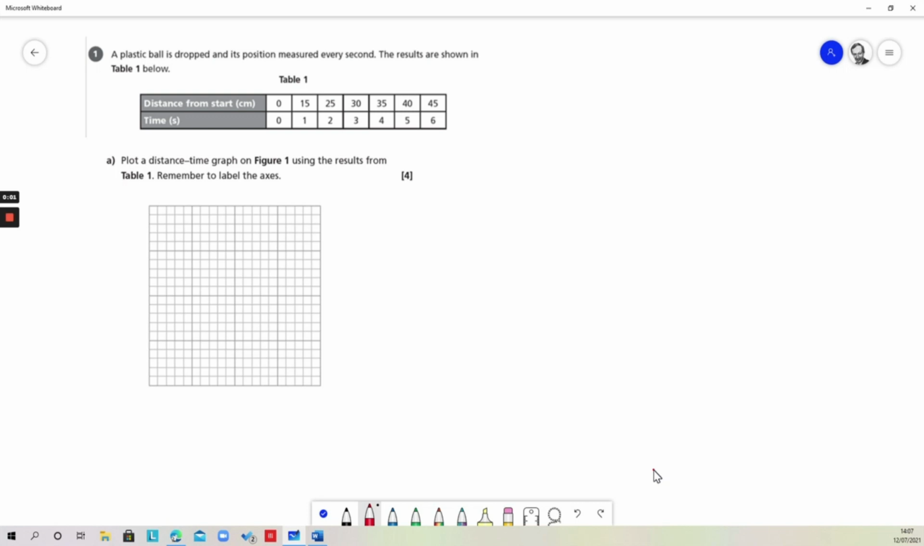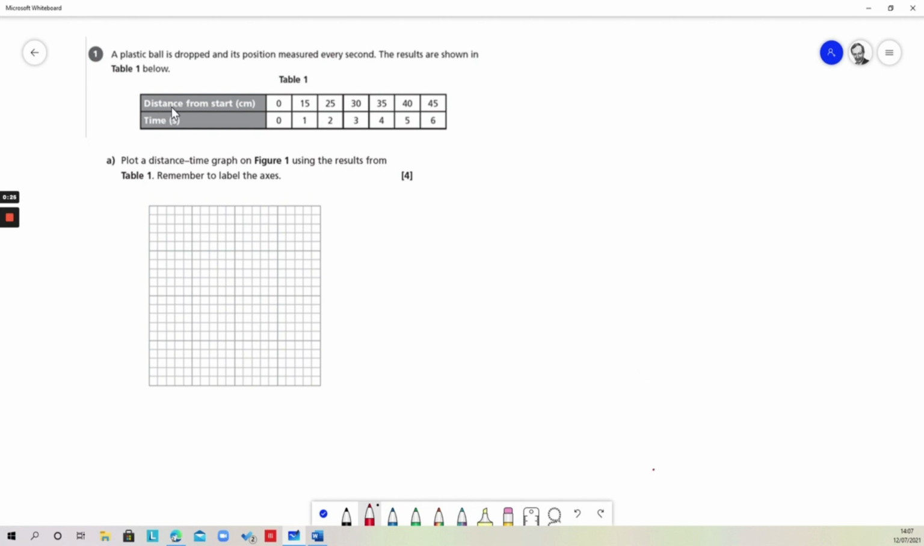The question here requires us to plot a graph. It's a distance time graph, as we can see from the question here, and we are provided with grid lines and also the data to plot. So the first thing that we need to do is to label the axes, and indeed there's a prompt in the question telling us to do this.